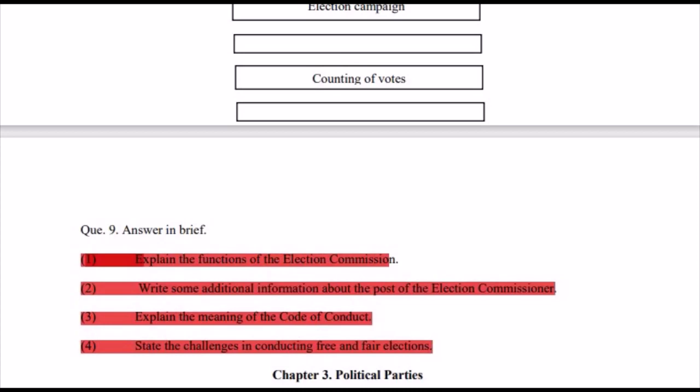Now, the Election Commission in India has one Chief Election Commissioner and two other Election Commissioners. One Chief Election Commissioner and two other Commissioners. All the commissioners are appointed by the President. The Chief Election Commissioner of India is usually a member of the Indian Civil Service or Indian Administrative Service, IAS.